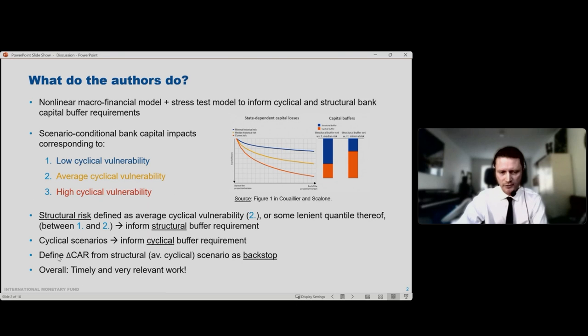Importantly, and that's also a point I will come back to in a moment, this capital ratio shift, delta CAR, the shift in the capital ratio for the banking system from the structural scenario, is suggested to be used as a backstop. So the overall buffer requirement would not be allowed to fall short of this backstop level. Overall, I would say this is very useful, timely and very relevant work. That's an upfront comment.